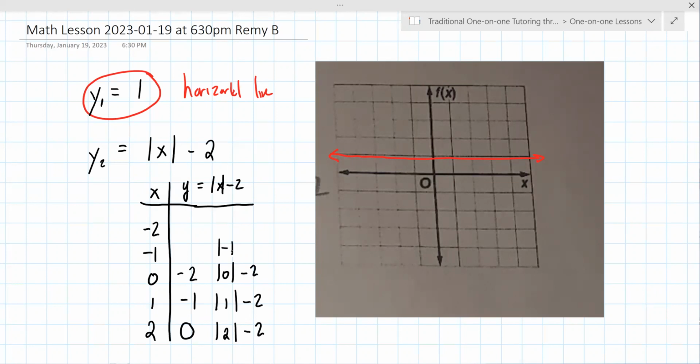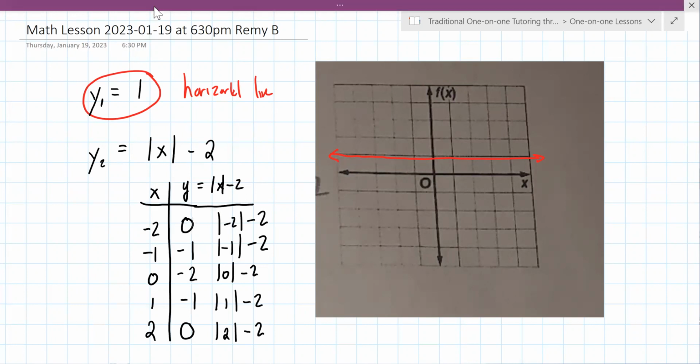So it's absolute value of -1. What is the absolute value of -1? Just 0? Nope. 1. It always returns the number positive. Minus 2. 1 minus 2 is -1. Absolute value of -2 is 2. Minus 2 is, oh sorry, 0. Okay.